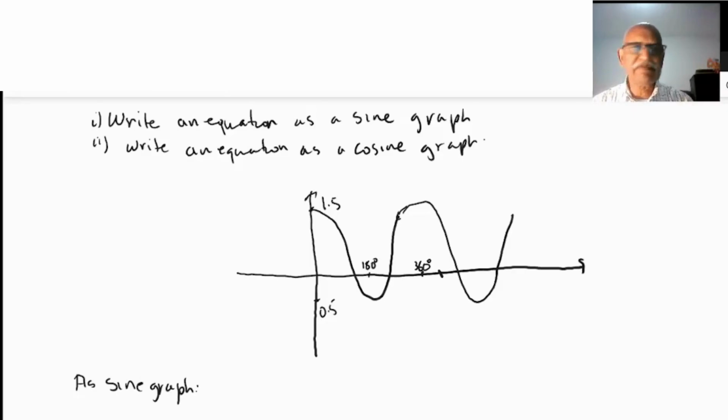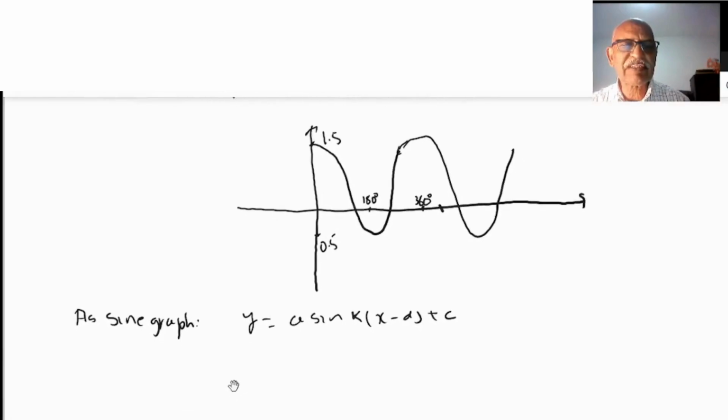So we have to write an equation. We know we have y equals a sine k(x minus d) plus c. So we have to find these letters here. So let's see which one is the easiest one to find first.